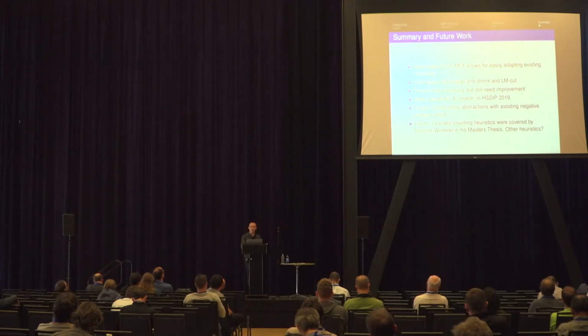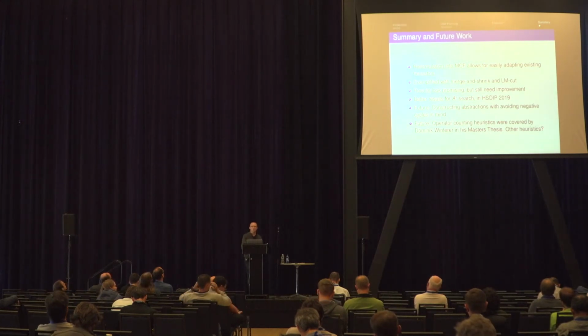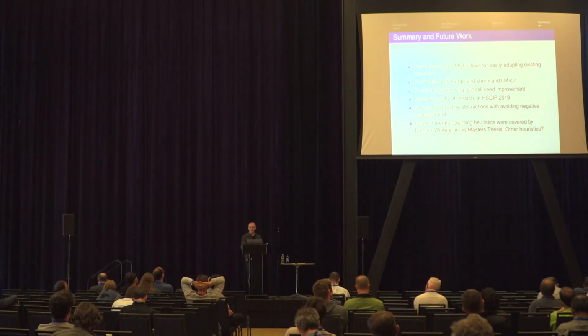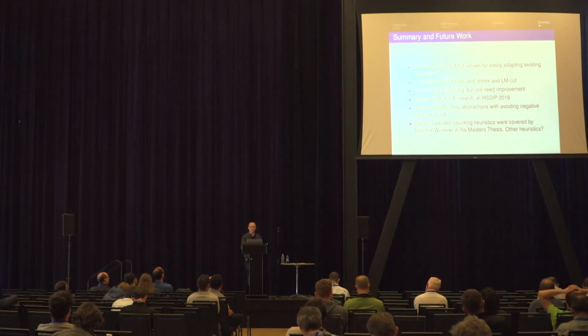So to sum up, we present two reformulations into MCF planning that allow us to easily adapt existing heuristics. We have exemplified with two of the classical planning heuristics, and the results still need improvement. And as I said, there are some better results for A-star search that are currently in HSDIP.